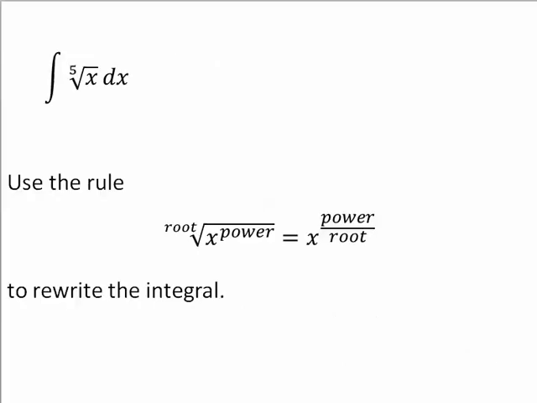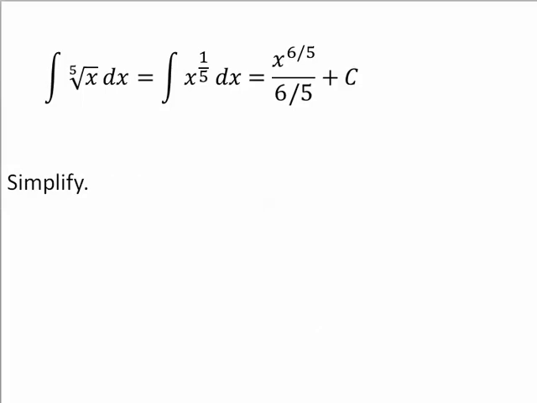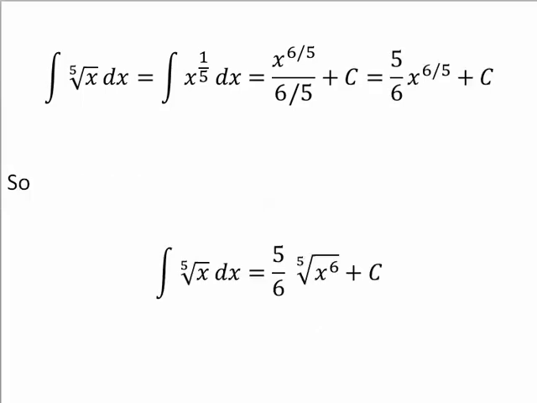If it's written in radical notation, you're going to have to rewrite the integral in order to use the power rule. And so the fifth root of x is equal to x to the 1/5 power. And then I go ahead and use the power rule. And then I simplify. And so the antiderivative of the fifth root of x is equal to 5/6 of the fifth root of x to the 6th plus an arbitrary constant.